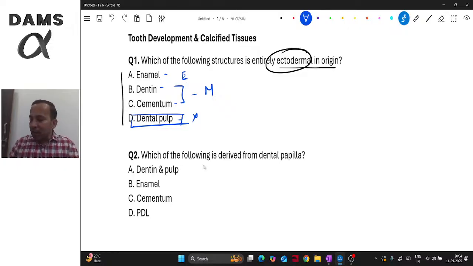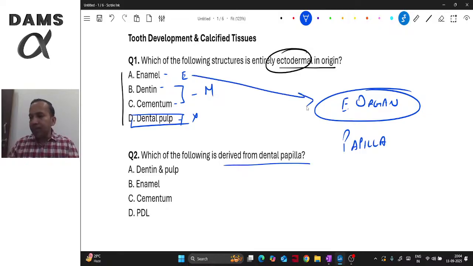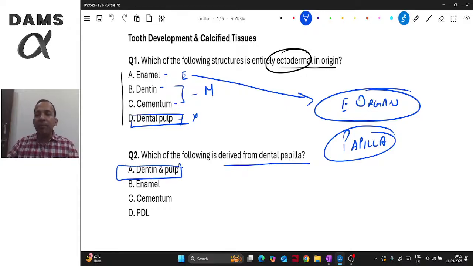So another question, which of the following is derived from dental papilla? Now the tissue can either be derived from enamel organ or from papilla, isn't it? So from enamel organ, what we have is enamel, isn't it? So what do we get from papilla? The answer would be very good. It is dentine and pulp. So both of you are correct, Prachi and SR, right? So the correct answer would be dentine and pulp.